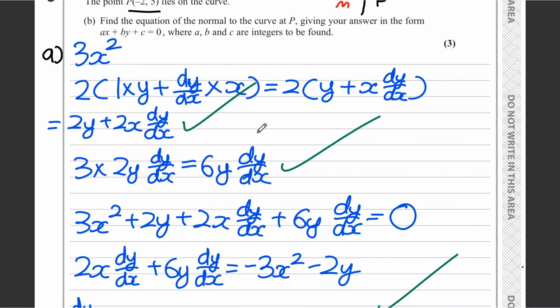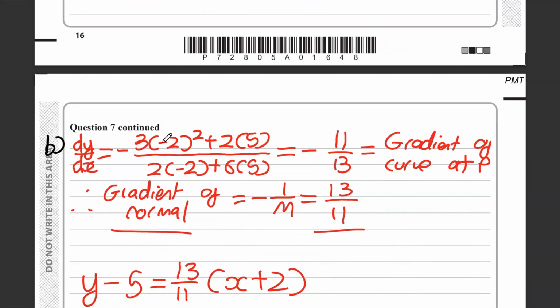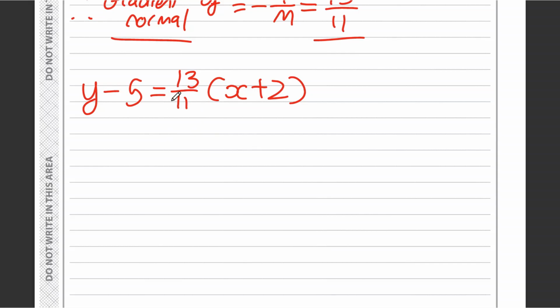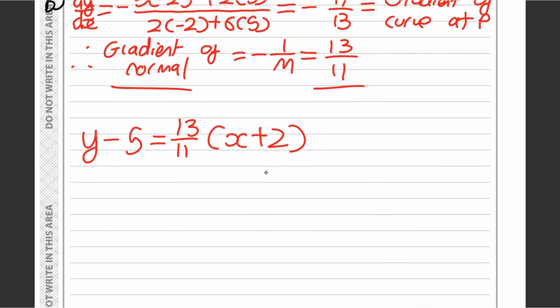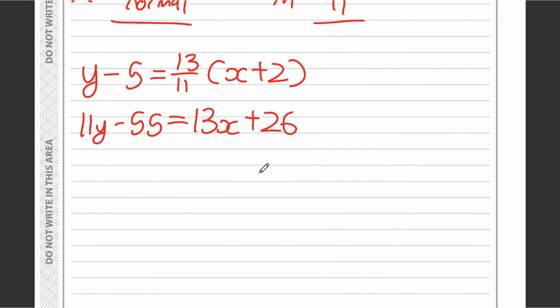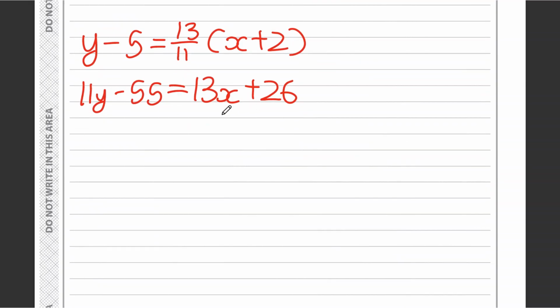We need to get this in the form ax plus by plus c is equal to 0, so we have this 11 denominator, so let's get rid of this here because we need a, b and c to be integers. So it's going to be 11y minus 55 is equal to, and then it's going to be 13 times x, it's going to be 13x, and then 13 times 2, which is going to be 26, like this here. Move this 11y minus 55 onto the other side of the equation, so we get 13x minus 11y, and then this minus 55 onto the other side, so it's going to be 26 plus 55, which is equal to plus 81, and this is equal to 0.